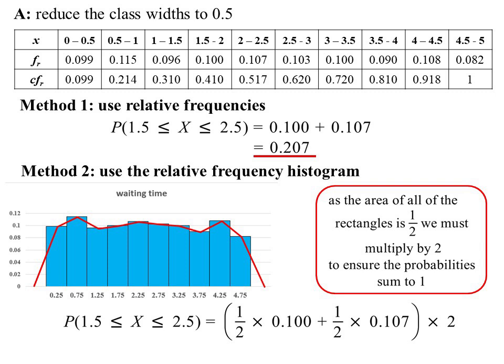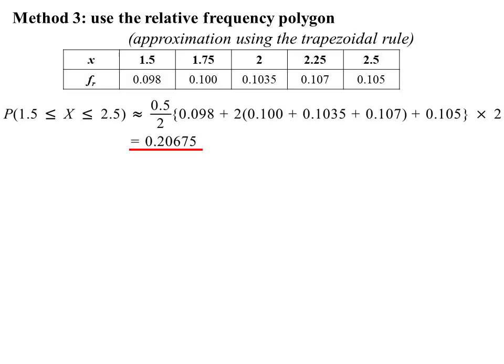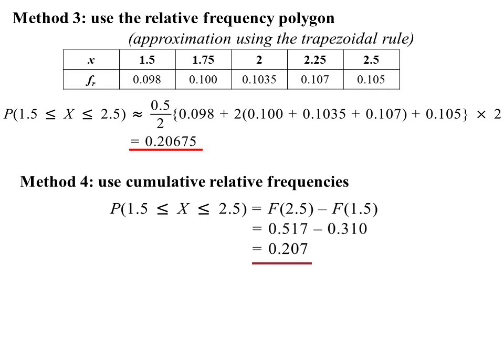So to get the sum of those probabilities, I'd have to multiply by 2. And that gets 0.207. If I use the polygon, again, I don't get exactly the same thing, but to 3 decimal places, it's the same. And I could use the relative frequencies and get that as well.